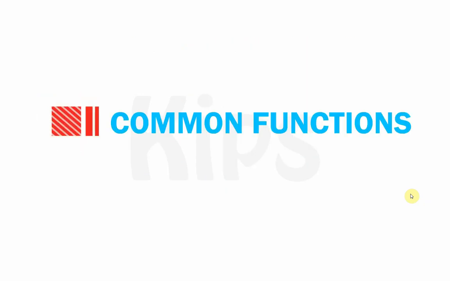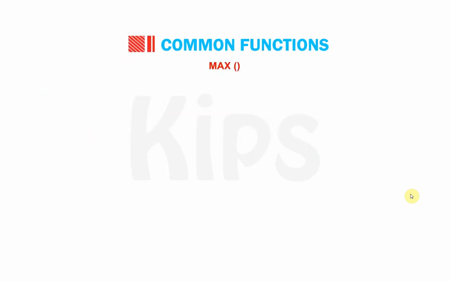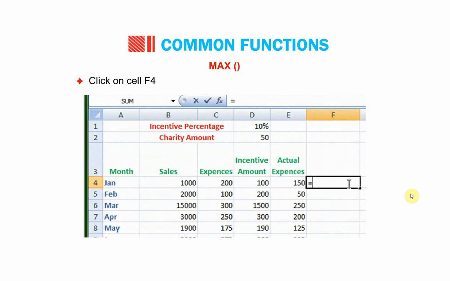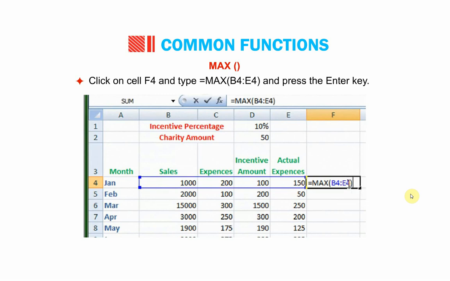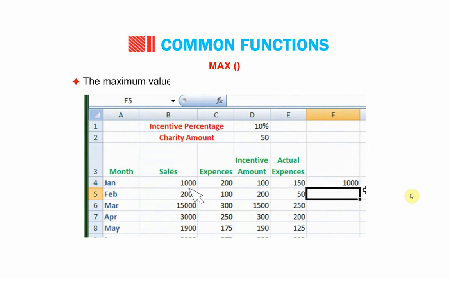Let us now learn about a few common functions. The MAX function is used to find the largest value in the given range. Click on cell F4 and type =MAX(B4:E4) and press the Enter key. The maximum value in the range B4 to E4 will be displayed in cell F4.